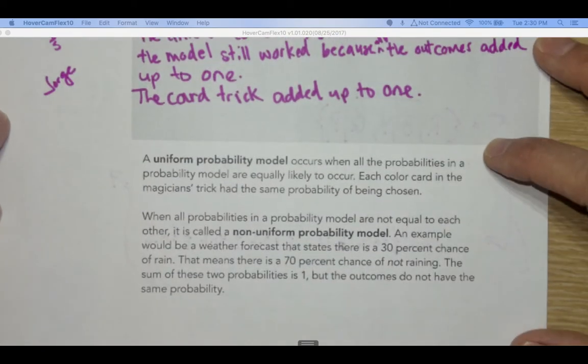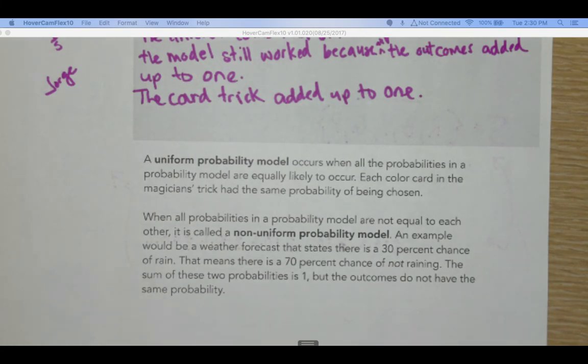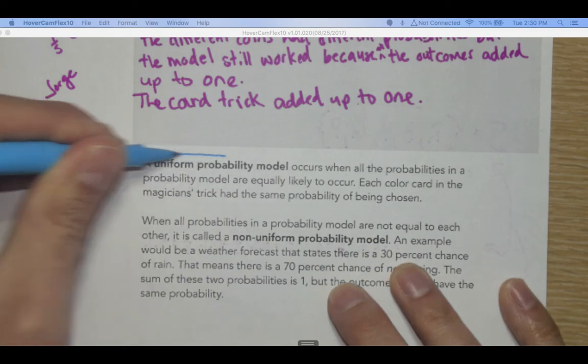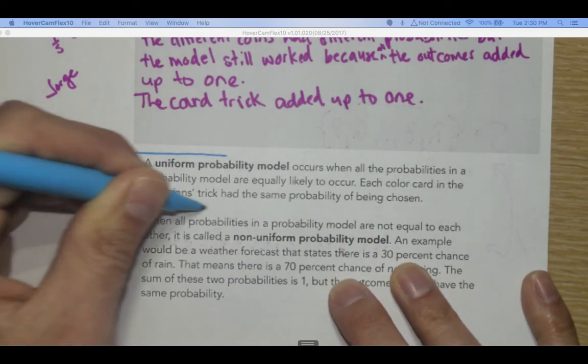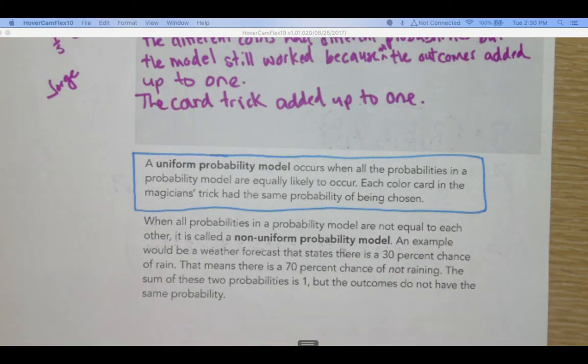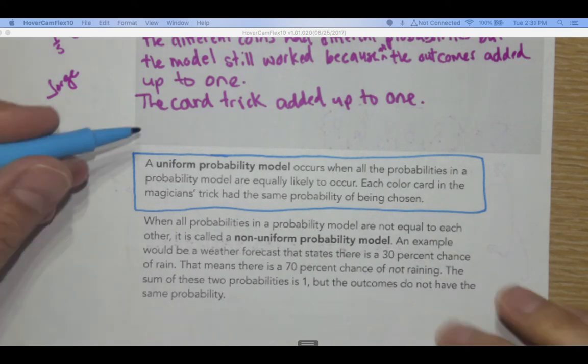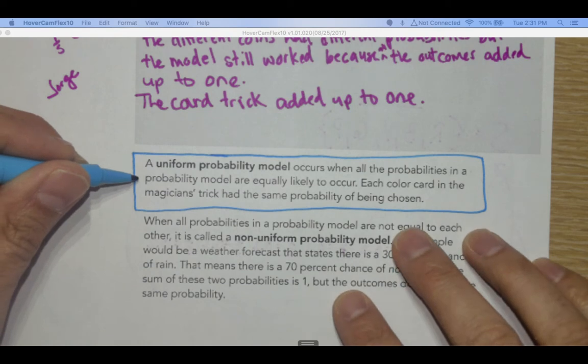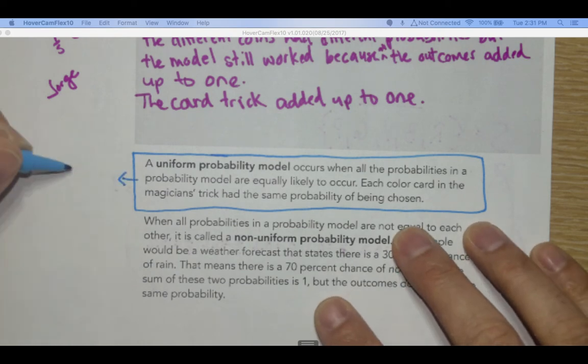All right. We have 2 vocabulary words here, and so I'm looking at this. A uniform probability model occurs when all the probabilities in a probability model are equally likely to occur. Each color card in the magician's trick had the same probability of being chosen. All of them were 1/5.